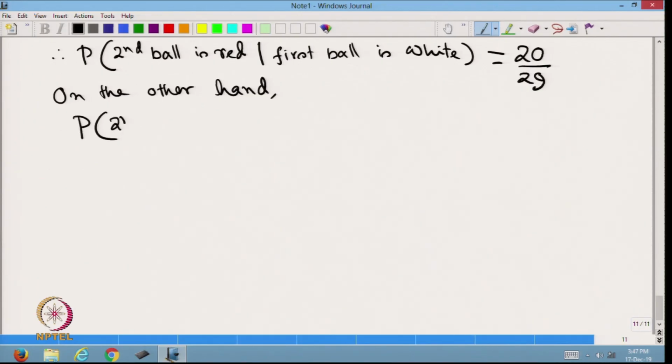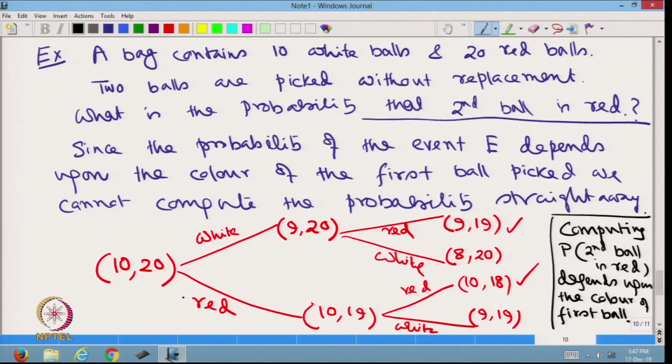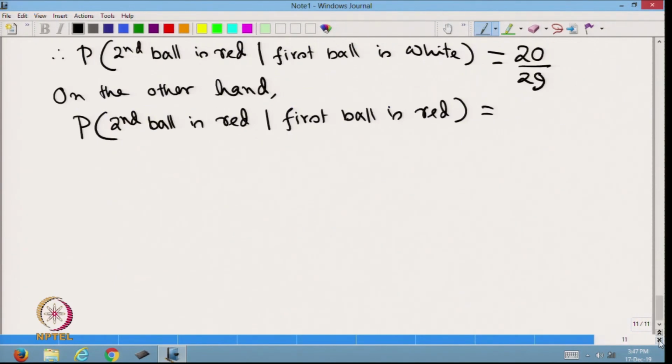On the other hand, the probability that the second ball is red given the first ball is red is going to be, given that the first ball is red, there are 29 balls of which 19 are red. Therefore, this probability is going to be 19 upon 29. So, this is what is conditional probability.